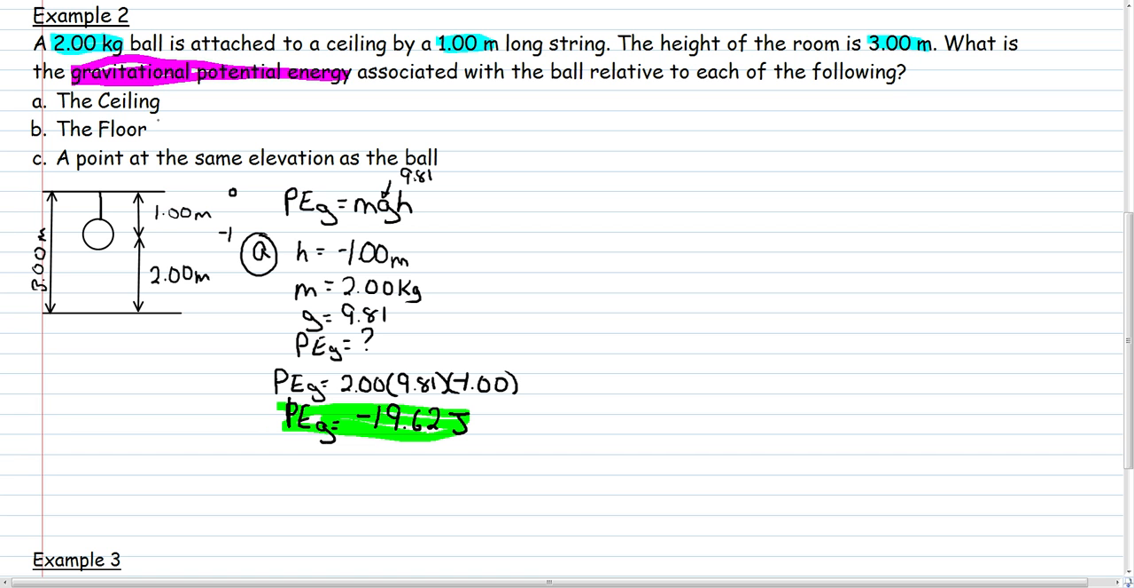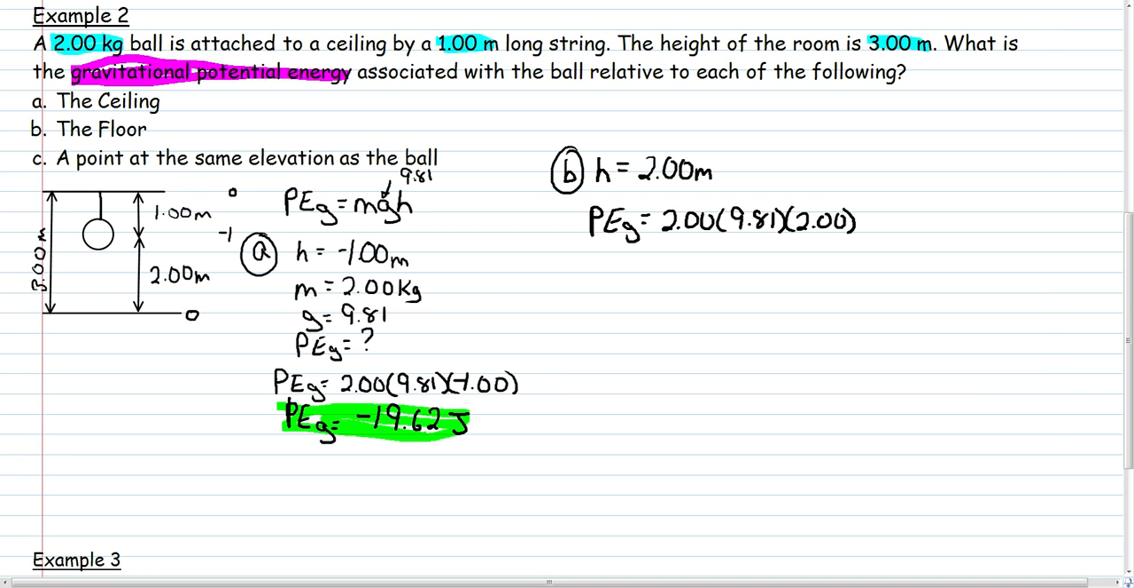Okay, let's look at this second scenario, B, with the floor. With the floor, the floor is 0, so my height is going to be a positive 2.00 meters. g and m stay the same, so I'm just going to plug that in. PEG equals 2.00 kilograms times 9.81 times 2.00 meters.